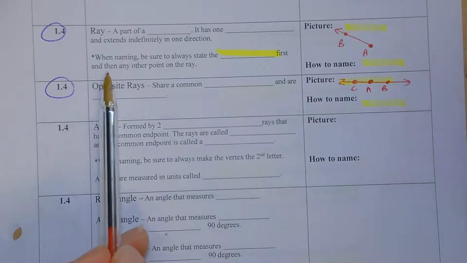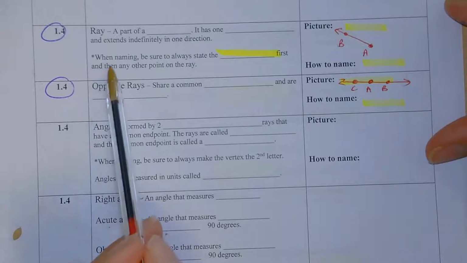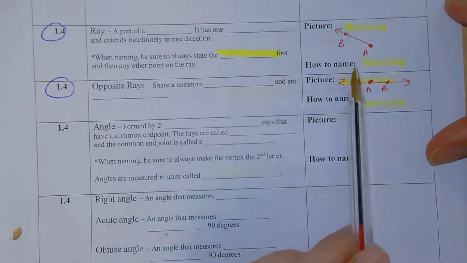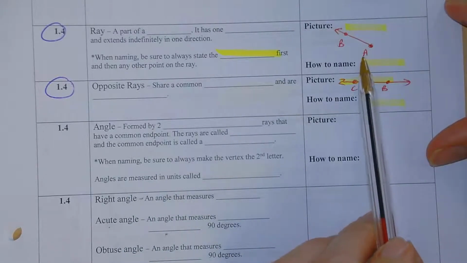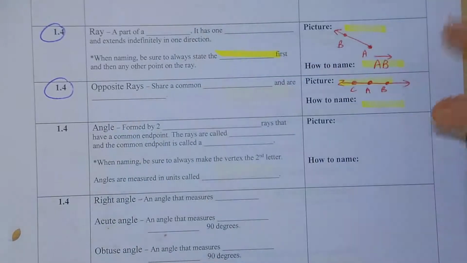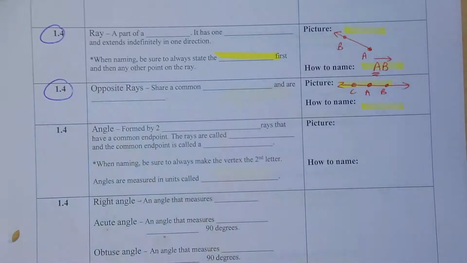Okay, so when you went to name a ray, I just want to remind you that when you name a ray, you always have to list the endpoint first. So if I was naming this ray, and you would have written this down in your notes, I would call this ray AB, and I would put the ray sign pointing to the right, and I would make sure that A was first because A is the endpoint of the ray. So be careful when you do that. It's always the endpoint first.